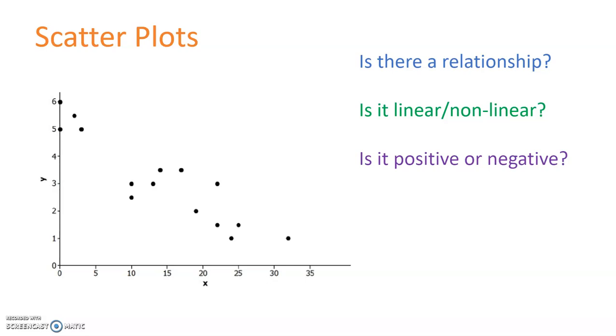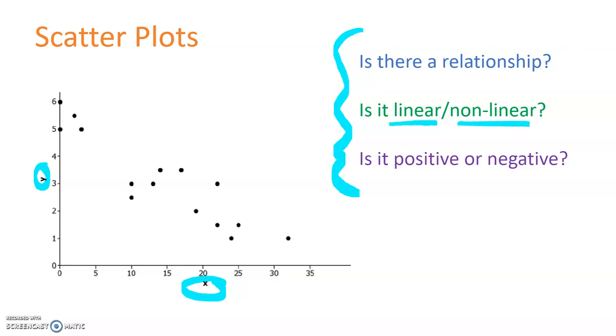Okay, so here we have a very basic introduction to scatter plots. We're going to look at these three questions here to ascertain whether there is a relationship between the two variables. We're just using x and y, but the variables can be anything. If there is a relationship, is it linear or non-linear? And then is it a positive or negative relationship?